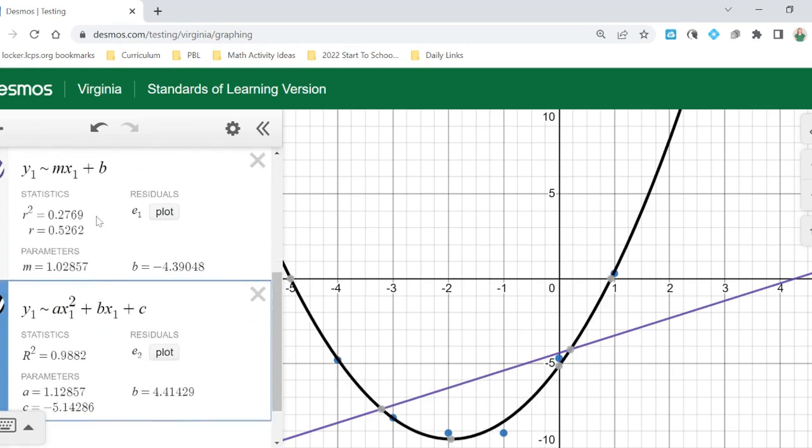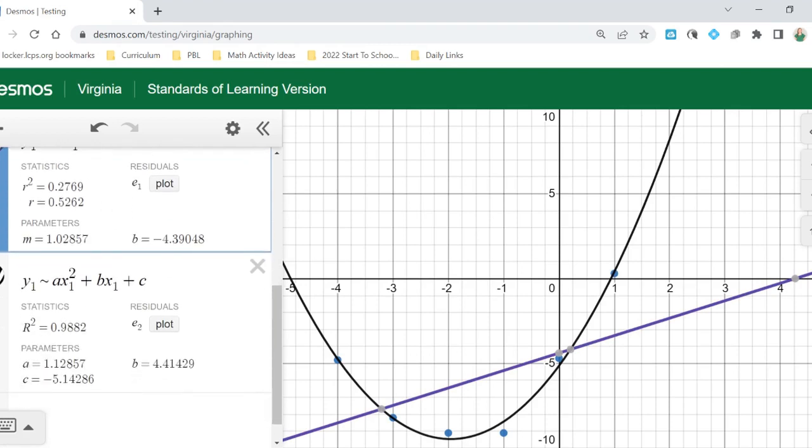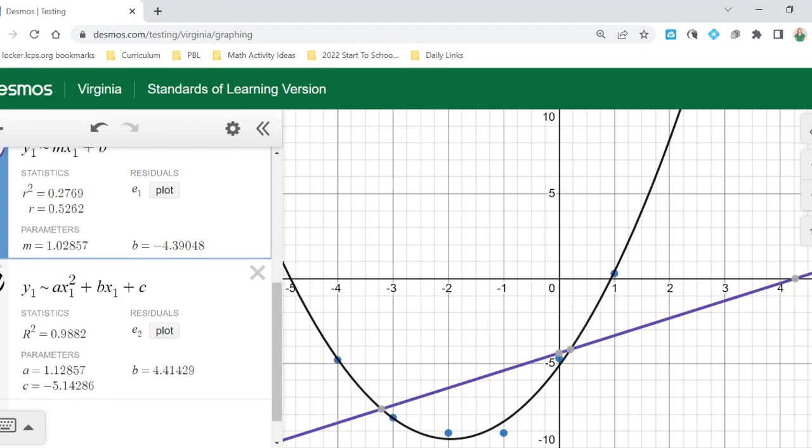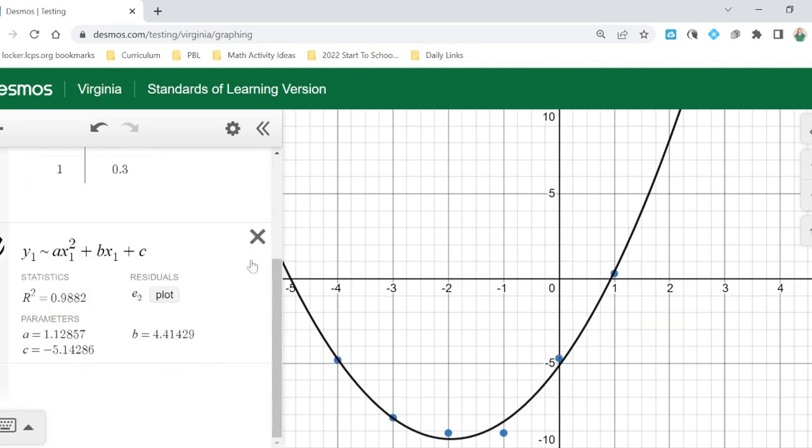Now I'm looking at my two R squared values. This first R squared value is going to be 0.2769. My second R squared value is 0.9882. We can see right away that this R squared value here is higher. So I'm going to delete my purple equation and use the one in black. As you can see too, it best fits my data points that are showing up here.